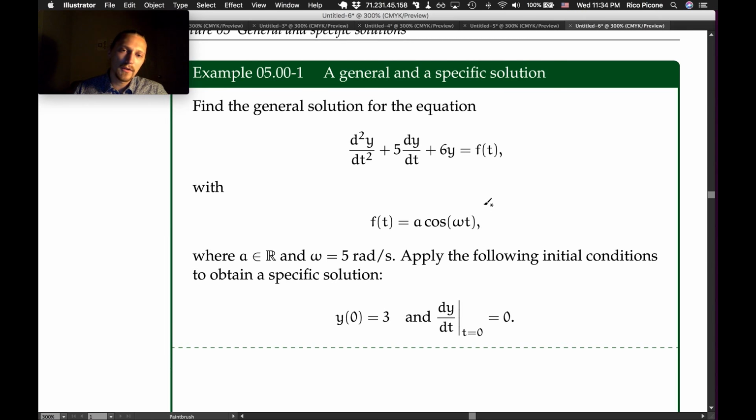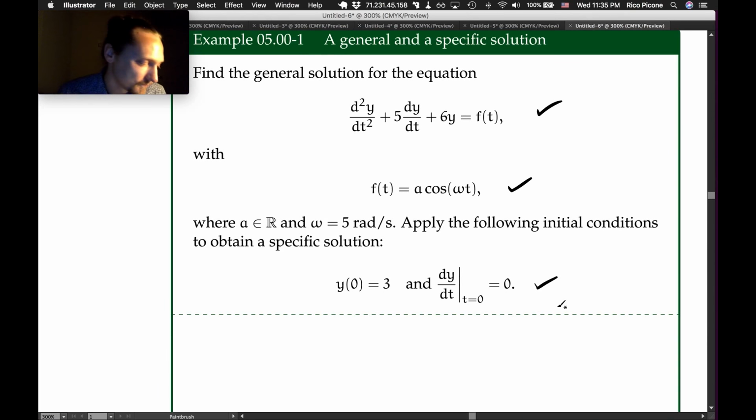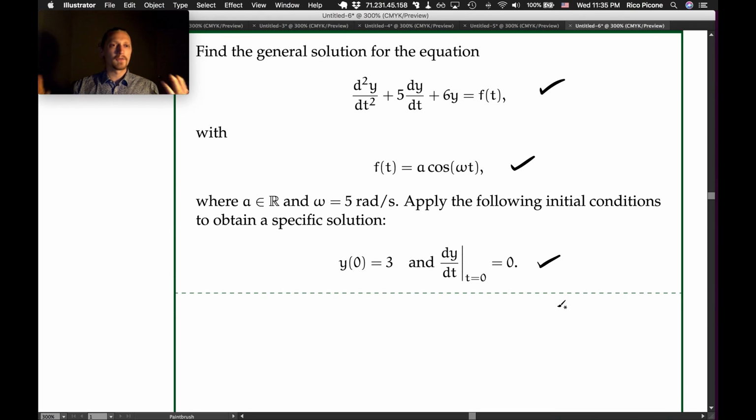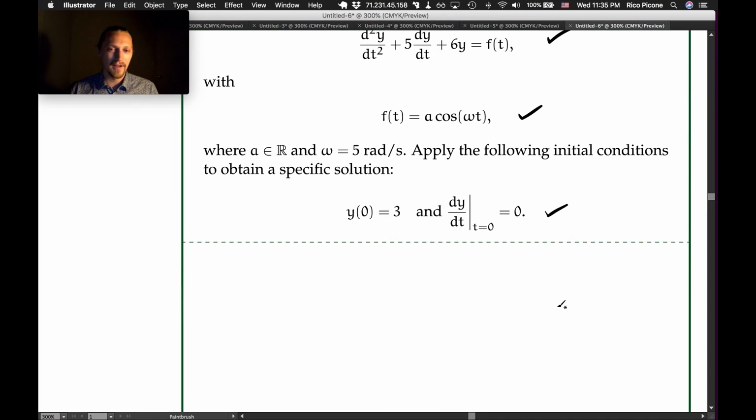Here's our forcing function. So remember the existence and uniqueness theorem that we discussed in lecture 2 said that if you have your linear ODE and you have a forcing function and you have initial conditions, you can solve for a unique solution, and one exists. And not only that, but we've also shown you how to solve for that. So all the pieces together now.